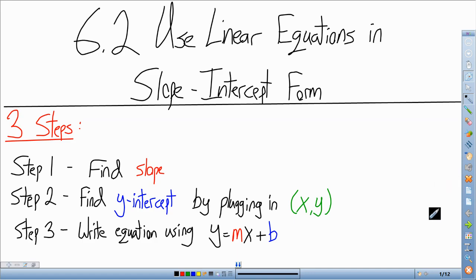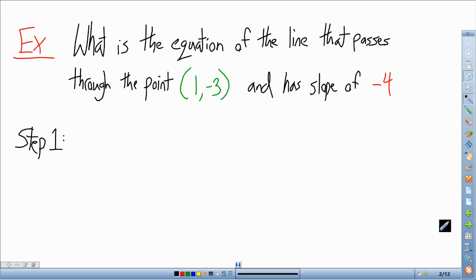All right, so let's try this out. First thing, go ahead, copy these directions, get this, and I'll show you what's going on. Okay, so here's what it says. It says, what is the equation of the line that passes through the point 1 comma negative 3 and has a slope of negative 4?